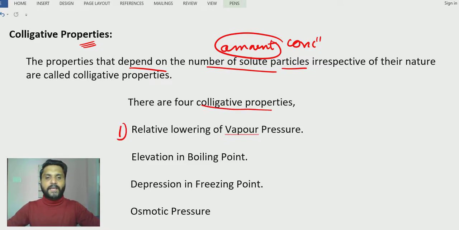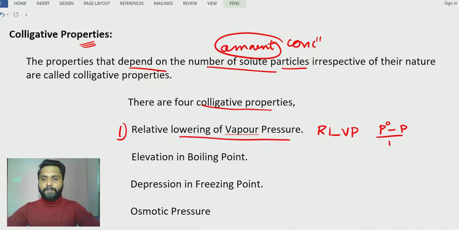First one is called the relative lowering of vapor pressure, RLVP. Pure solvent has vapor pressure P naught. When you add this solute, its vapor pressure generally decreases. Let it be P for the solution. Now take the difference. This difference is called the lowering of vapor pressure. If I divide it by P naught, it becomes the relative lowering of vapor pressure. We are going to study this in detail in the next videos.